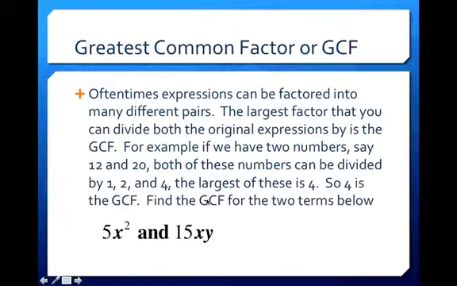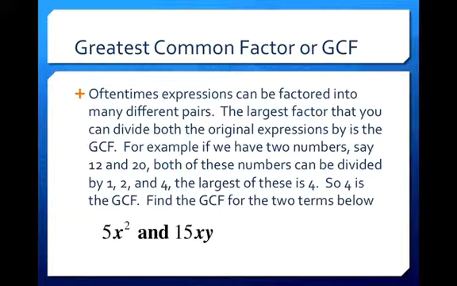Okay, so the greatest common factor. If you take two numbers like 12 and 20, both of these numbers can be divided by 1, by 2, by 4, and so the greatest of those numbers is 4. So we call 4 the greatest common factor. I want you to take a look at these two terms below and see what the greatest common factor is between the two of them. That means, what is the largest thing that you can divide both of them by? So press pause and try to find your own answer, and when you're ready, go ahead and hit play again.